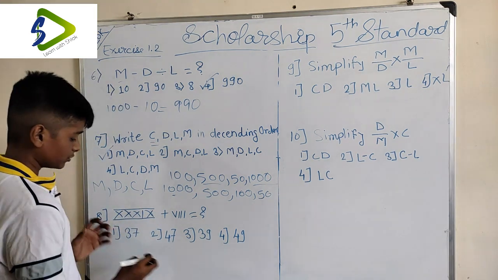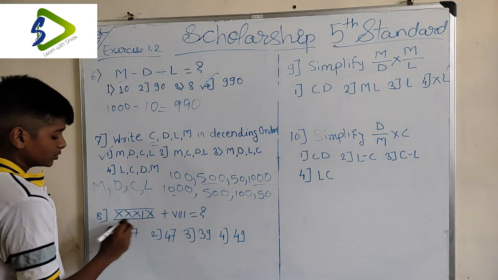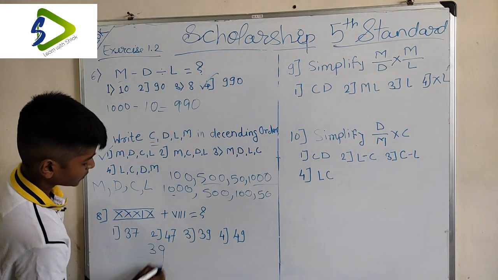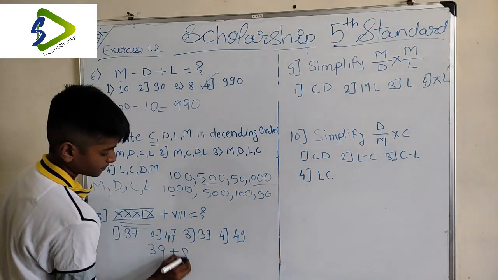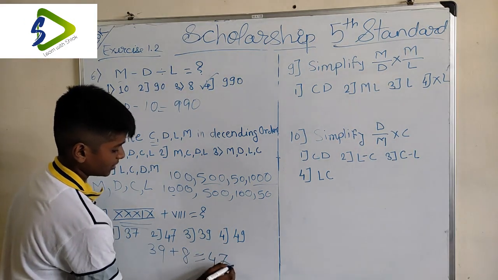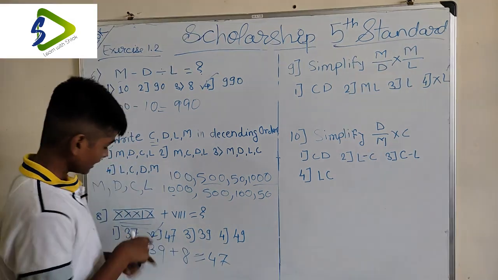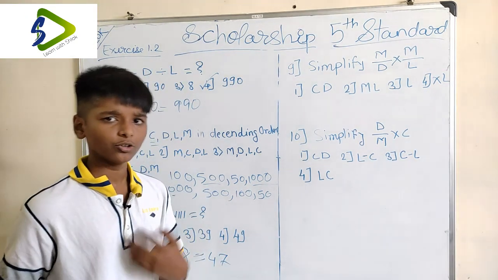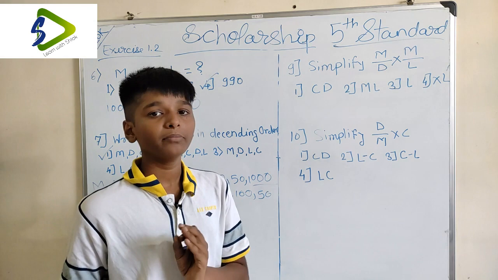Now let's look at the 8th question. The 8th question is XXXIX plus VIII. XXX means 30 and IX is 9. So 30 plus 9 is 39. Then VIII is 8. So 39 plus 8 is equal to 47. In which option can you see 47? In the second option. Now you should do this directly in your mind: this is 39, 39 plus 8 is 47, 47 is over here, like that. So you can save your time. I am telling you to save your time again and again, I know that, but if you save your time, then only you will get good marks in the scholarship exam.